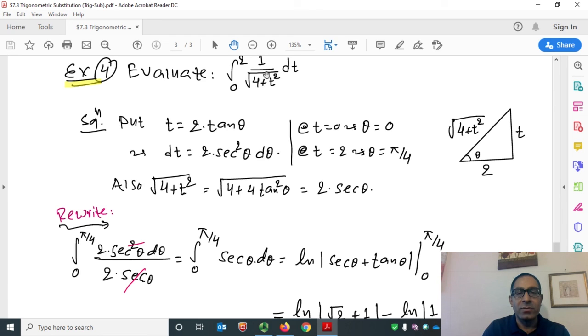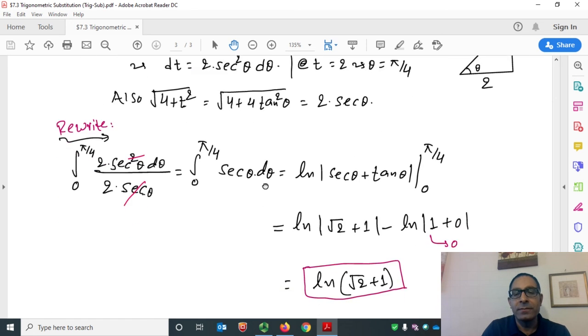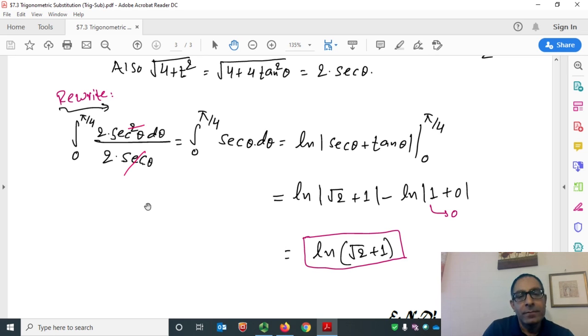First take care of the denominator. So 1 over radical 4 plus t squared is 1 over 2 times secant theta. We computed that before. And numerator dt is simply 2 secant squared theta d theta. Correct? Let me scroll down. Yeah. Then let's simplify first. So the 2s cancel, 1 secant theta and 1 secant theta cancel. So in my numerator, only secant theta left. So the integral from 0 to pi over 4 of secant theta d theta.